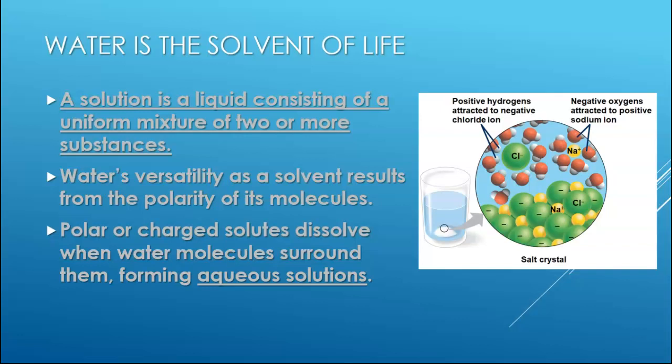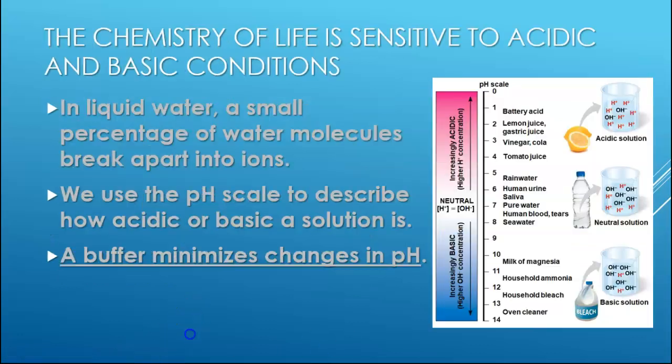When you have a polar solute, that's the solid stuff that dissolves in water, or something that is charged like an ionic compound, those can dissolve in water, forming something called an aqueous solution. And aqueous solutions are vital to living things because that's what our cells contain, lots and lots of aqueous solutions. In an aqueous solution, some of the water molecules break apart into ions. They break apart into hydrogen ions and an OH ion, which is called a hydroxide ion.